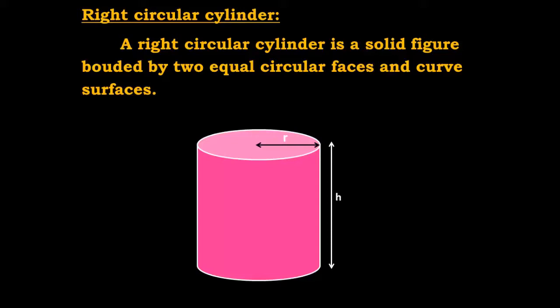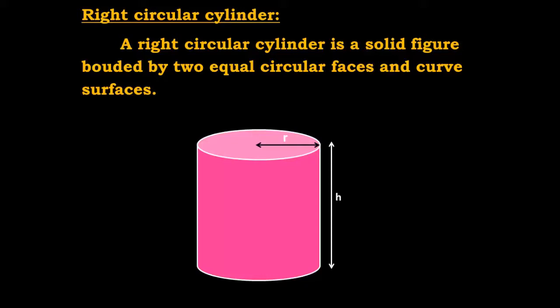As well, you can consider the refill of your pen. You only have to consider the part of the refill in which ink is filled. That point you are not going to consider. It is again an example of a cylinder, one curved surface and two plane surfaces. So this is a right circular cylinder.